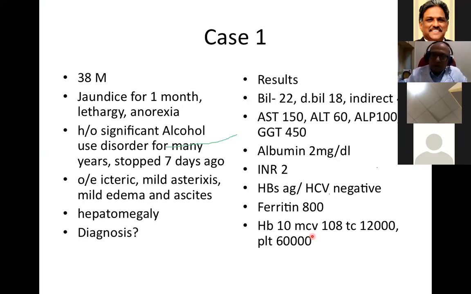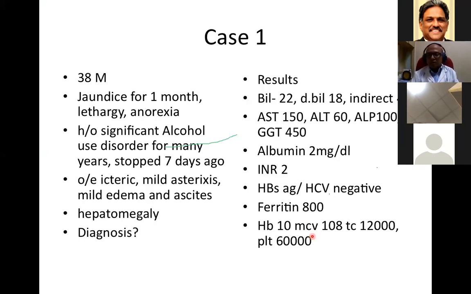So having said all that, I think we'll just try to discuss a few cases which we have encountered. The first case is a patient who came to clinic. He is a 38-year-old man, and he gives a history of jaundice for 1 month associated with lethargy, anorexia, and feeling generally unwell.